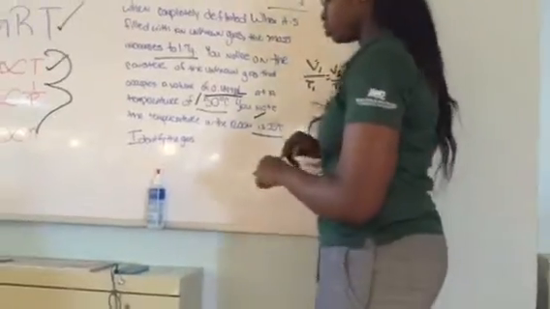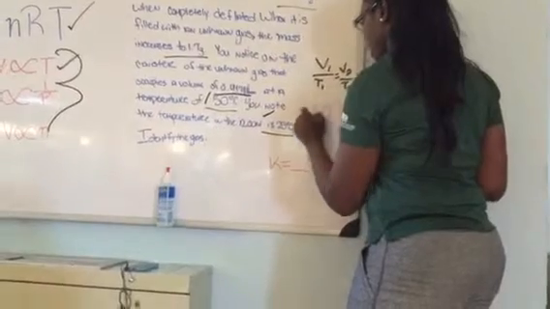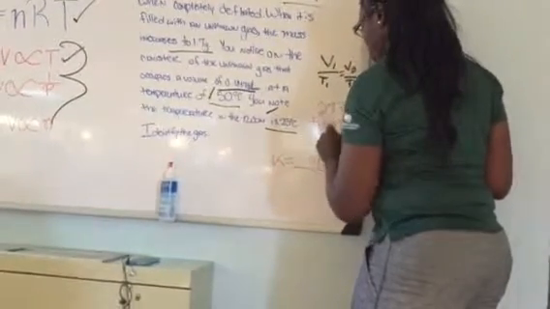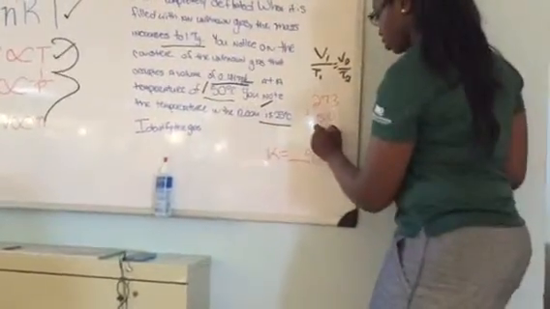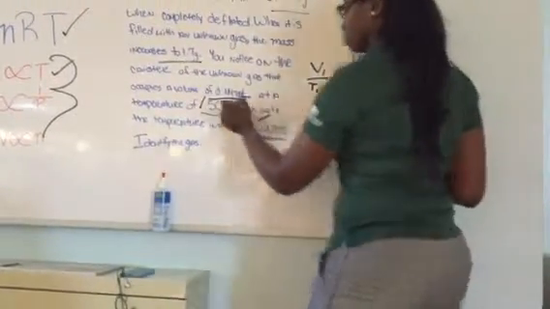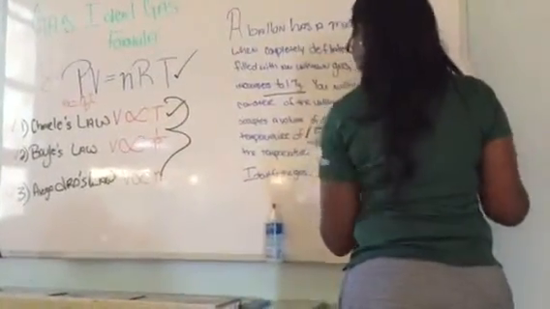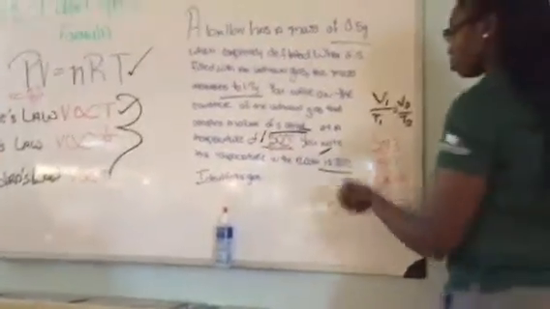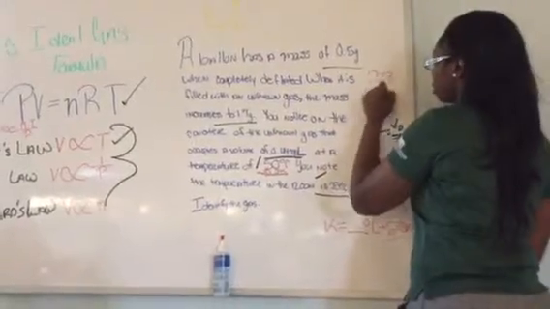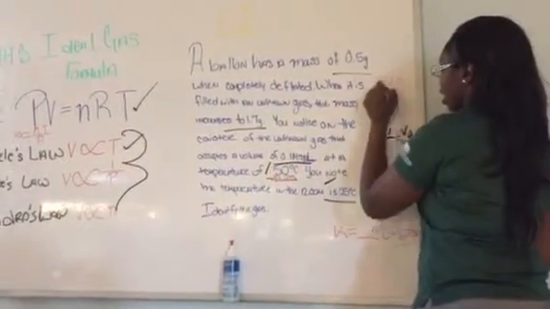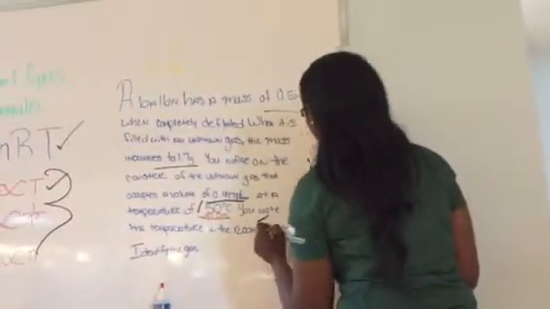So with that being said, we do 50 plus 273. Pull out our little thinking caps here. And we get 323 Kelvin for this one right here. So we're going to put 323 Kelvin. And then right here we have 25. So we're going to do that one more time. We're going to do 273 plus 25. So we have 298 for 25.